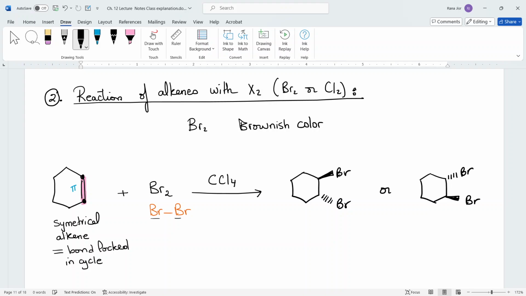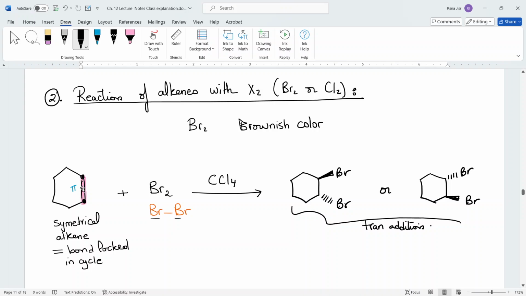So I can have either the bromine added up or it can be added down, but the other bromine has to be opposite to it, and we call this a trans addition. And you can use only one to represent the product. So you don't have to write both of them. This is whenever the double bond is locked in the cycle.